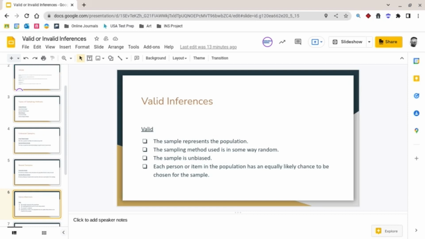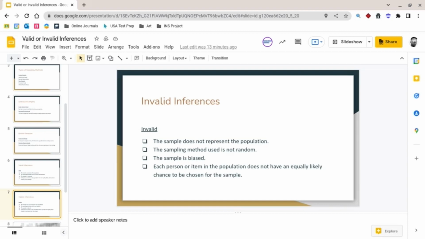Now we're going to talk about what makes a sampling method valid or invalid. Valid sampling methods are when the sample represents the entire population, when the sampling method used is in some way random, when the sample is unbiased, and when each person or item in the population has an equally likely chance to be chosen for the sample.